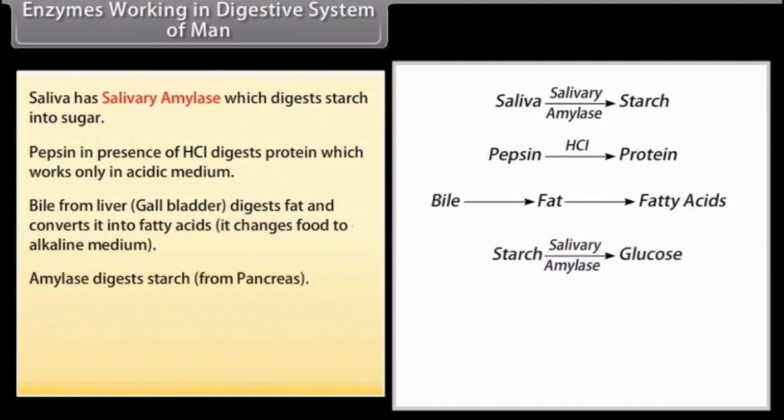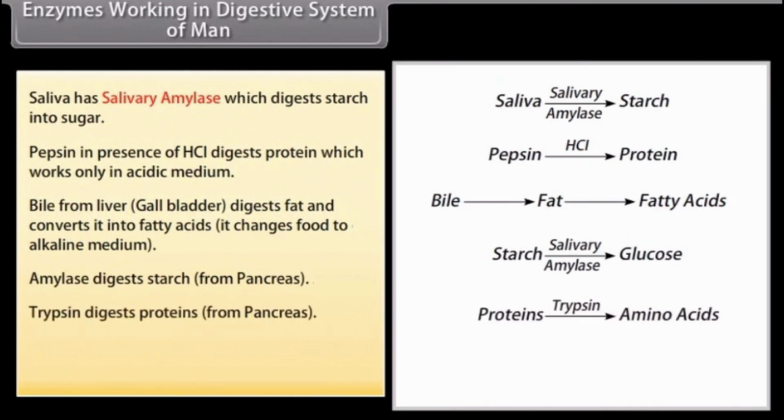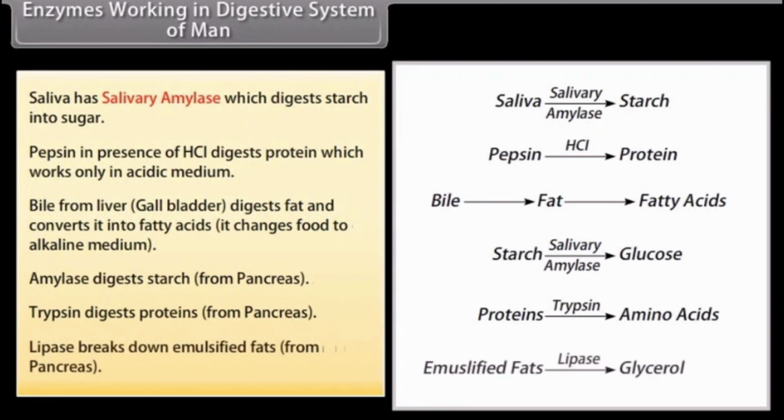Amylase digests starch from pancreas. Trypsin digests proteins from pancreas. Lipase breaks down emulsified fats from pancreas.